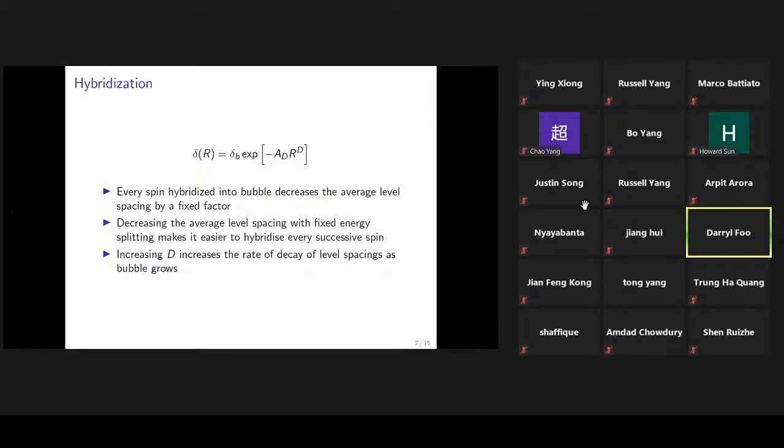So talking about the level spacings, delta, every spin hybridized into the bubble decreases the average level spacing by half if it's a spin half, by a third if it's spin 1. So decreasing the average level spacing for a fixed coupling strength makes it easier to hybridize every successive spin. So increasing the dimension, of course, increases the density of states of spins at a particular radius. And so having a higher dimension and being able to thermalize more spins means that you are more likely to thermalize the next spin. And this is why it's called an avalanche. Like once it starts, there's no stopping this train.